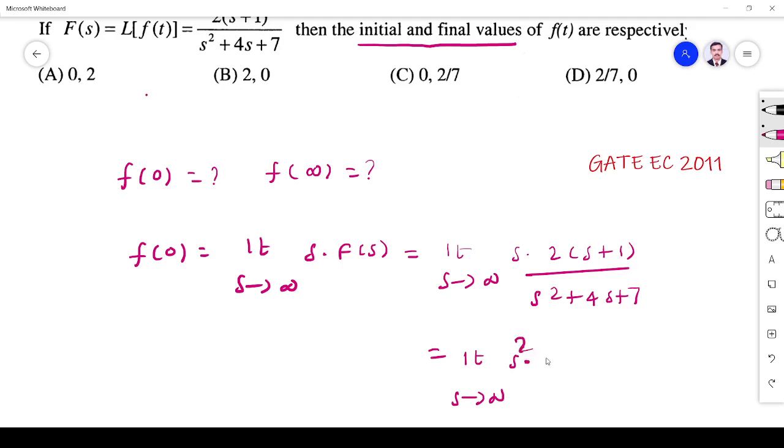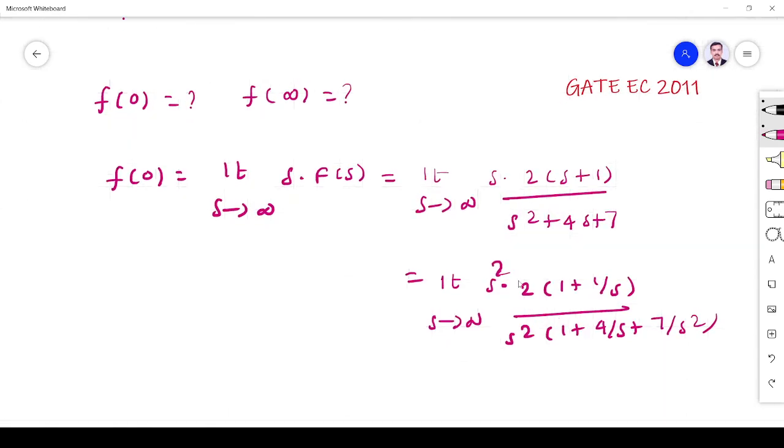So s², 2 into (1 + 1/s). Here in denominator I take s² outside. So 1 + 4/s + 7/s². So what happens? This s² will be cancelled. So s is equal to infinity, so 1 by infinity is 0. So in numerator I have 2 into (1 + 1/∞), 1 by infinity is 0, 1 by infinity square is 0, so 2. So f(0) is 2.